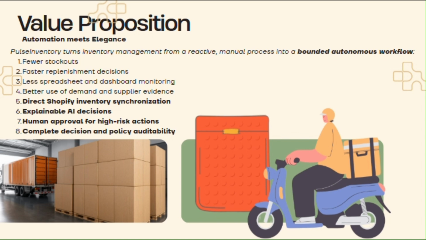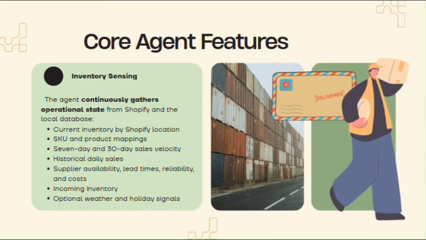The core promise is we want to detect inventory risk early, explain the recommended action, and safely execute low-risk replenishment without giving the agent unlimited purchasing authority. The core AI agent features include first, the agent continuously gathers operational state from both Shopify, the live store, and also the local database. So the product, the orders, and also data from other sources like the weather data, the holiday season, and also the supplier data.